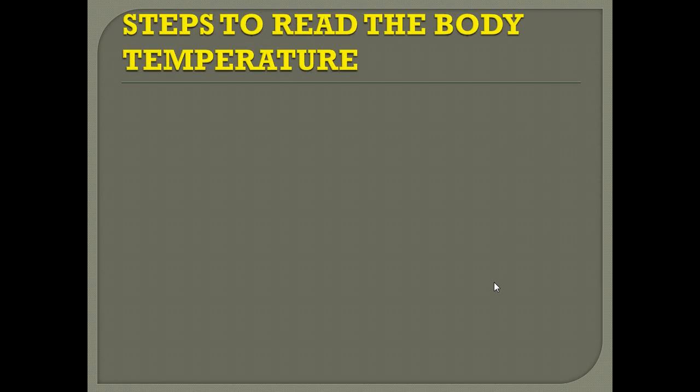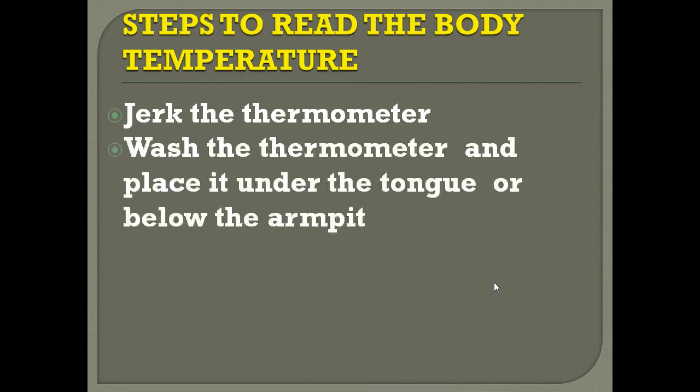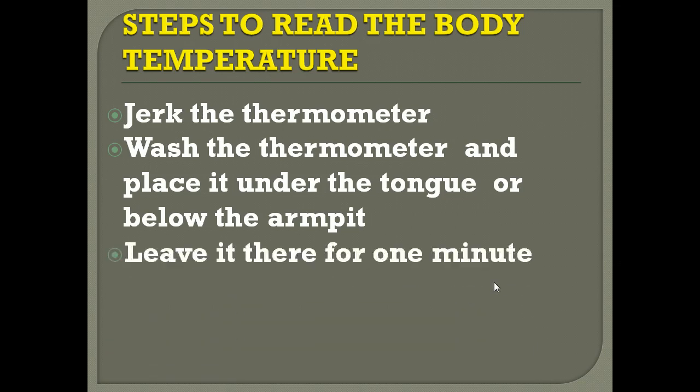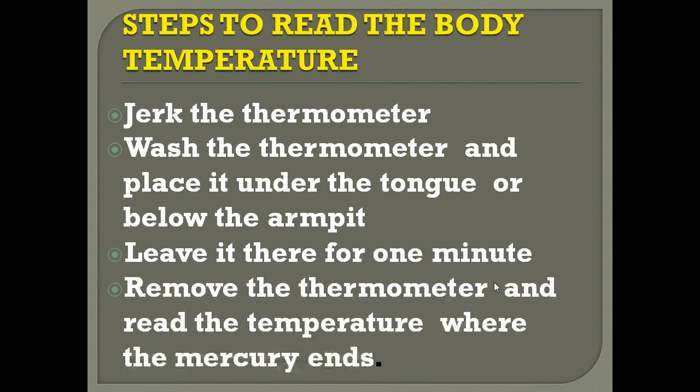Now, steps to read the body temperature. How do we read the body temperature? First, we have to jerk the thermometer. That is, we just shake the thermometer so that the mercury goes below the mark of normal temperature. Then wash the thermometer and place it under the tongue or below the armpit. Next, leave it there for 1 minute.